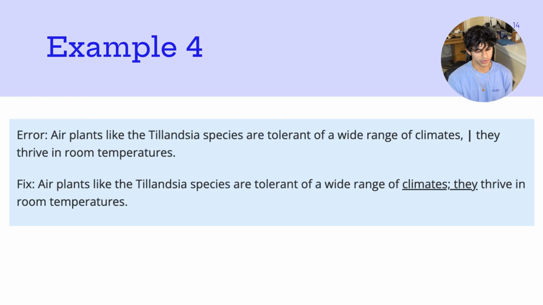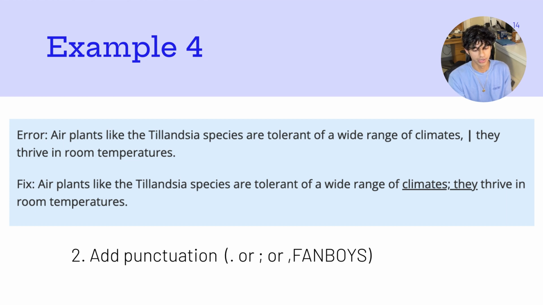Example 4. Air plants like the Tillandsia species, comment below how to say Tillandsia species, are tolerant of a wide range of climates. They thrive in room temperatures. So what are we doing in here? Again, we're adding the correct punctuation to be able to separate two independent clauses.